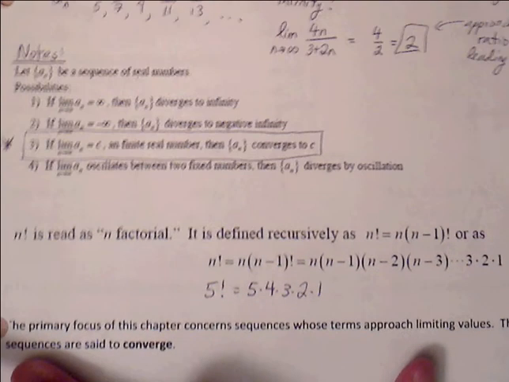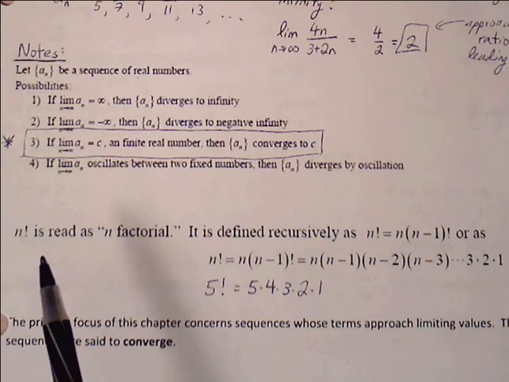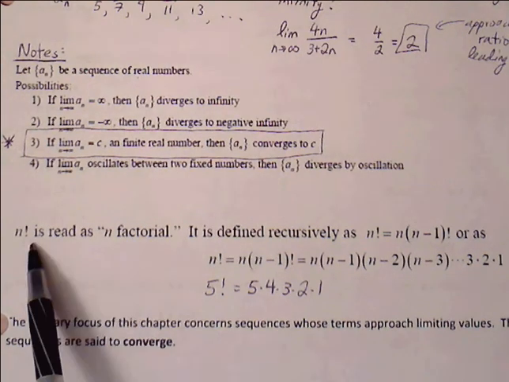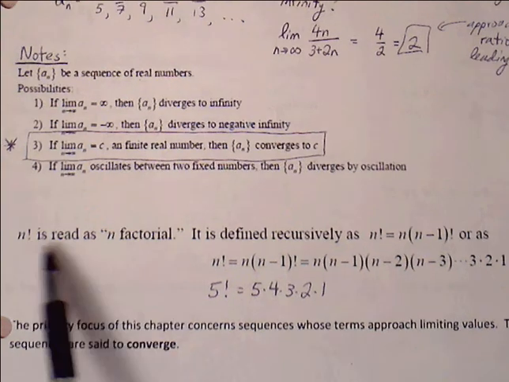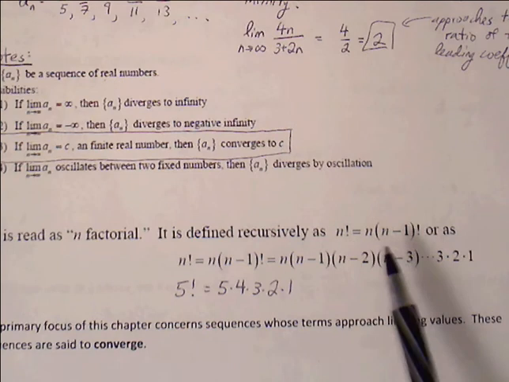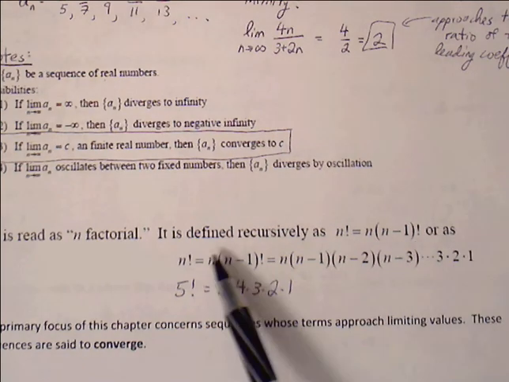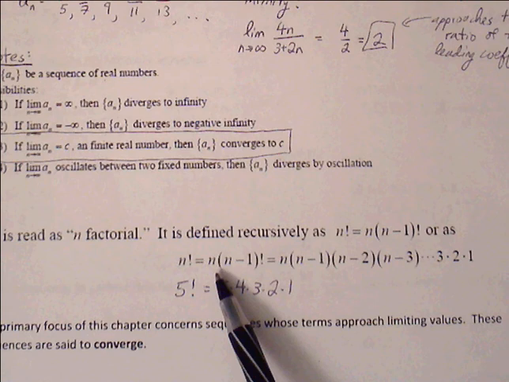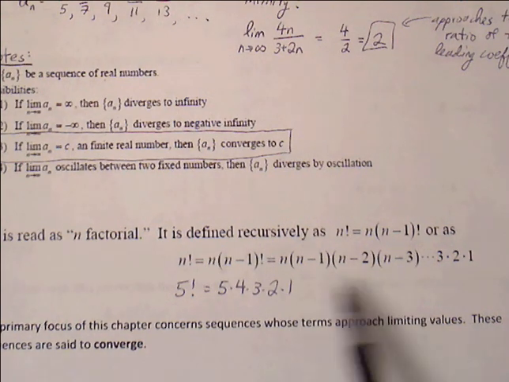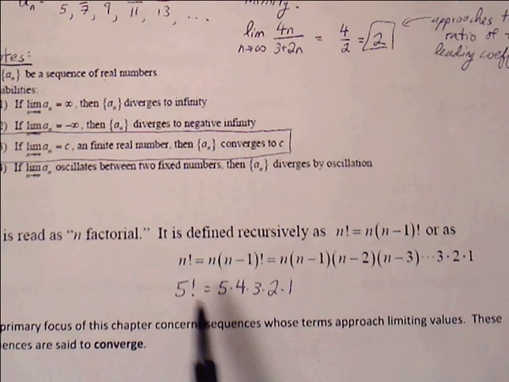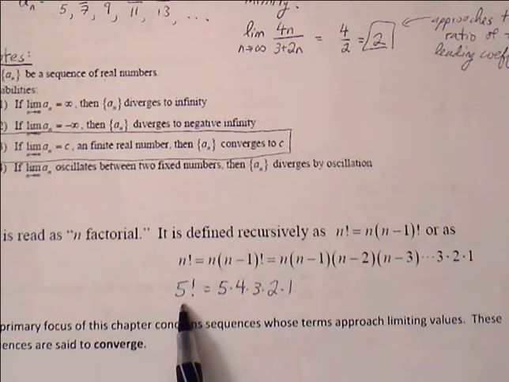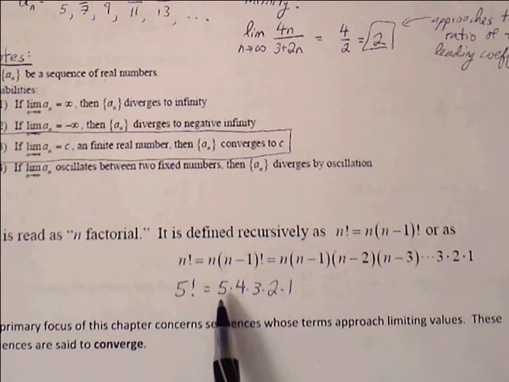Okay. A couple of notes here. N factorial is represented by this notation here. It is defined recursively as n times n minus 1 factorial, or n times n minus 1 times n minus 2 times n minus 3. Basically, the factorial is simply finding the product of all positive integers less than or equal to that n value. So in this case, 5 factorial is simply 5 times 4 times 3 times 2 times 1.